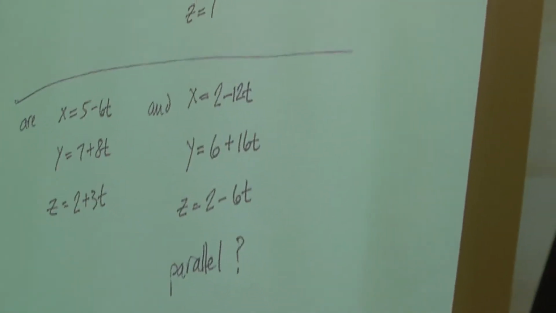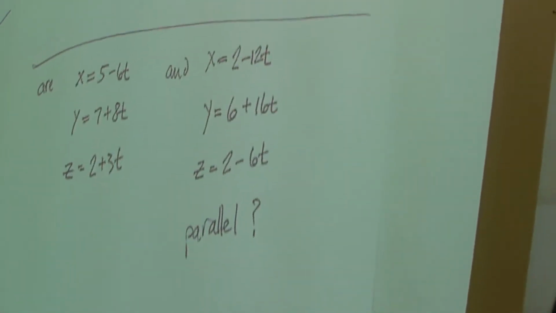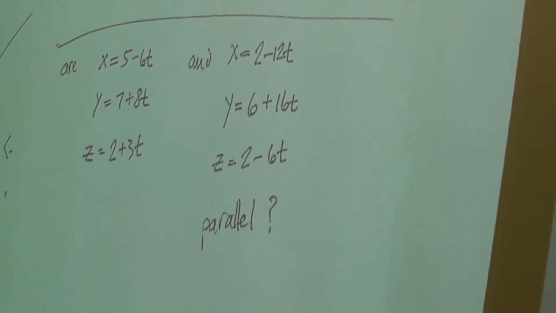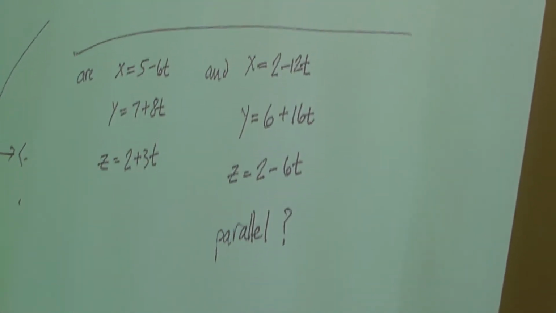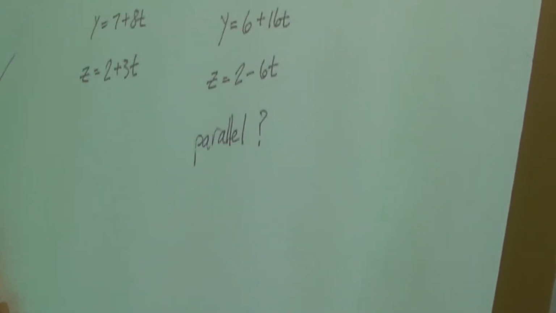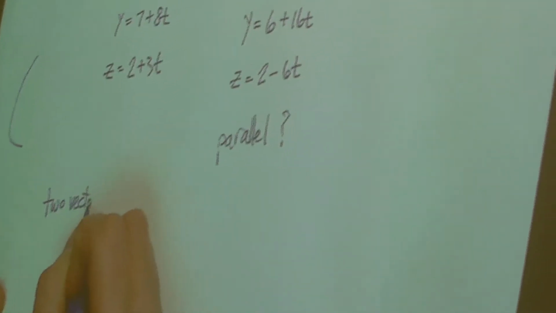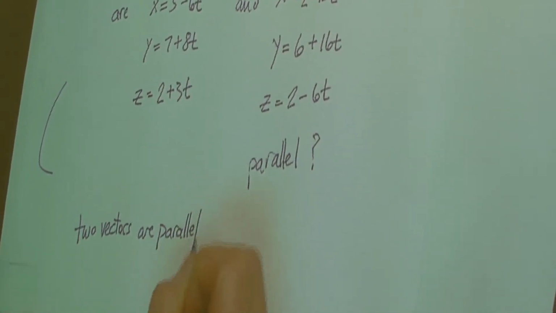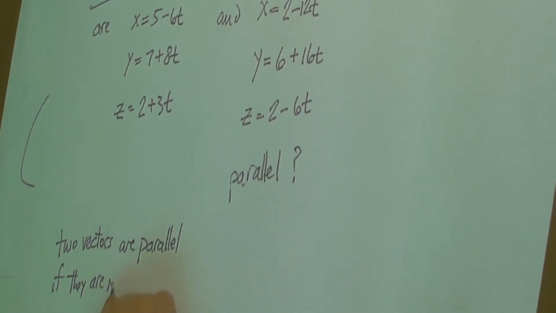Are those two lines parallel? Yeah. They're going to be parallel if their direction vectors are parallel. Or, two vectors are parallel if they're multiples of each other. So two vectors are parallel if they are multiples of each other.